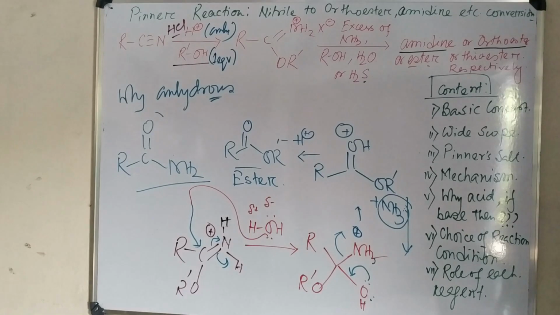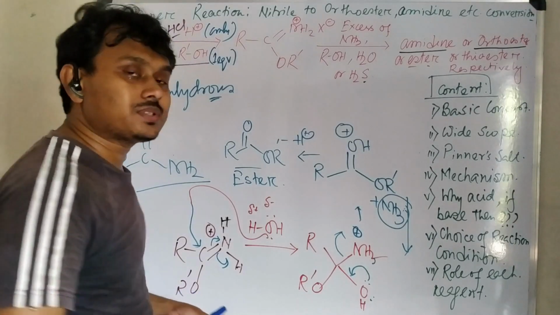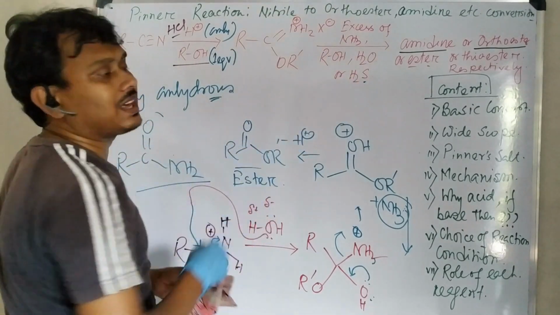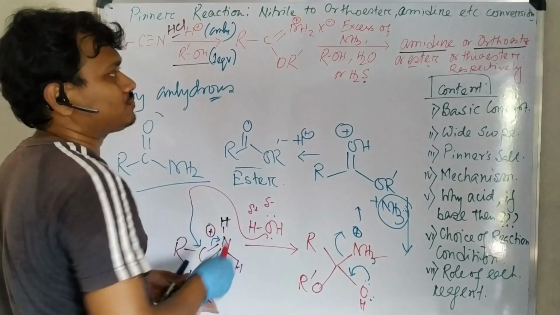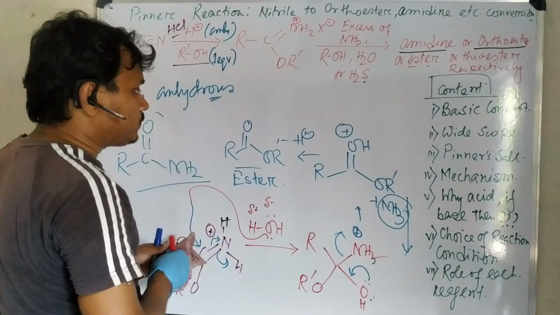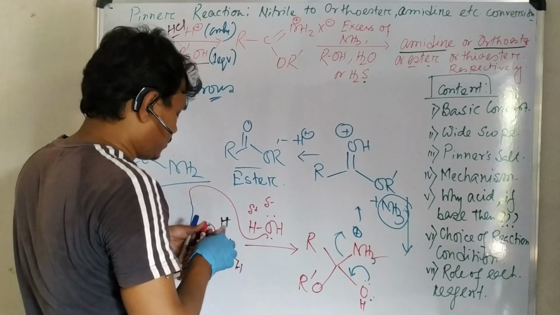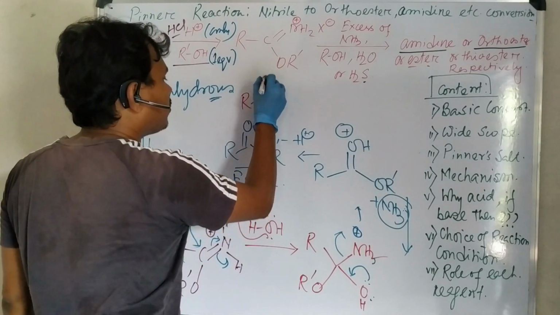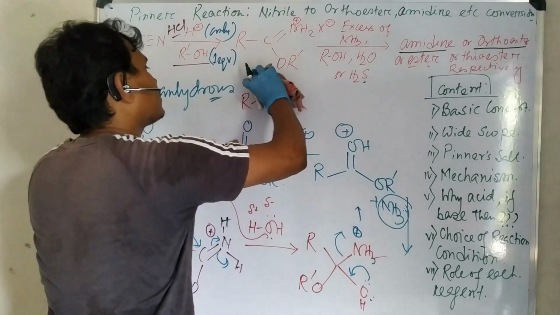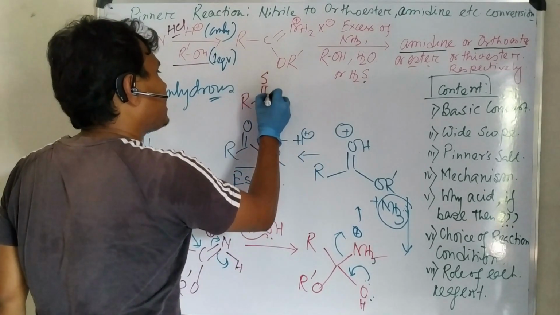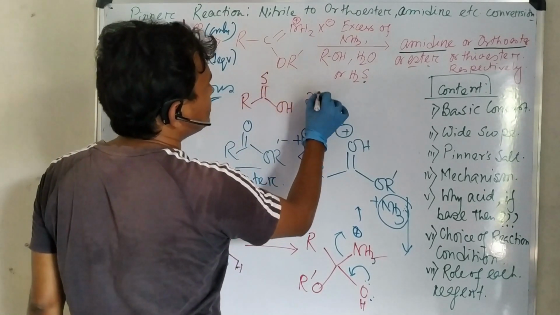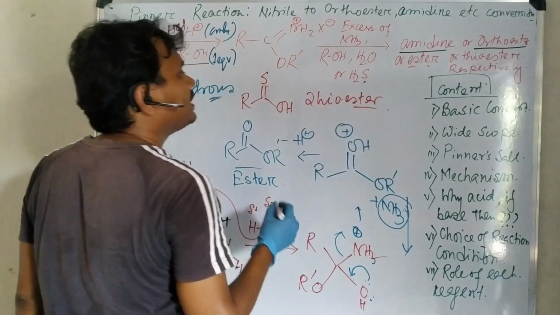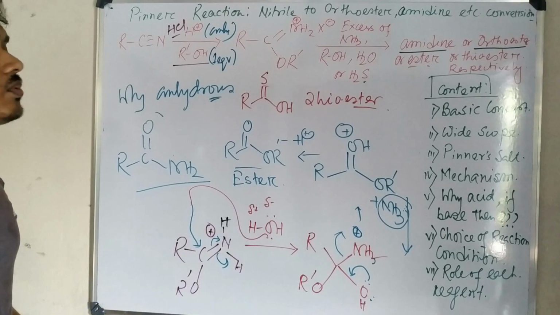Okay. So now the question, how will a thioester be produced? So simple. Instead of water, if you take H2S, since water and H2S are different, that is sulfur. So if instead of oxygen here you provide the sulfur, you get RCOSR prime, this is a thioester. Okay, so in this way these products are produced.